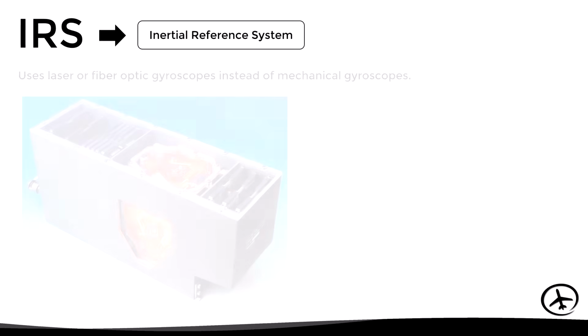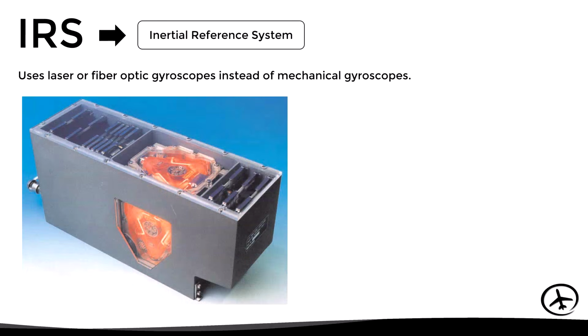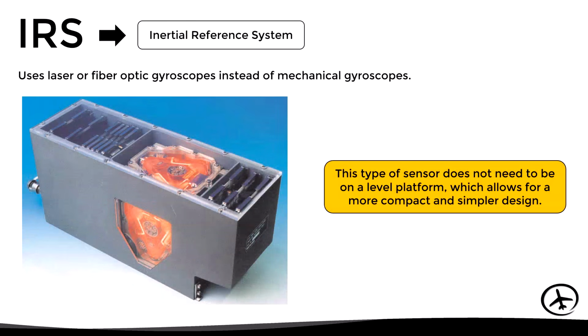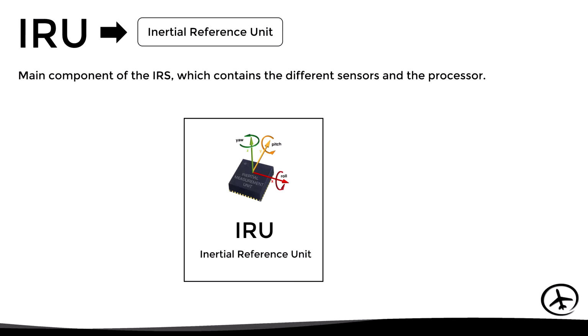The IRS, or Inertial Reference System, uses laser or fiber optic gyroscopes, instead of the conventional mechanical gyroscopes. One of the main characteristics of these sensors is that they do not require to be on a level platform, which allows for a more compact and simpler design. In this system, the most important component is the IRU, which is the Inertial Reference Unit, since it contains the different sensors and the processor.